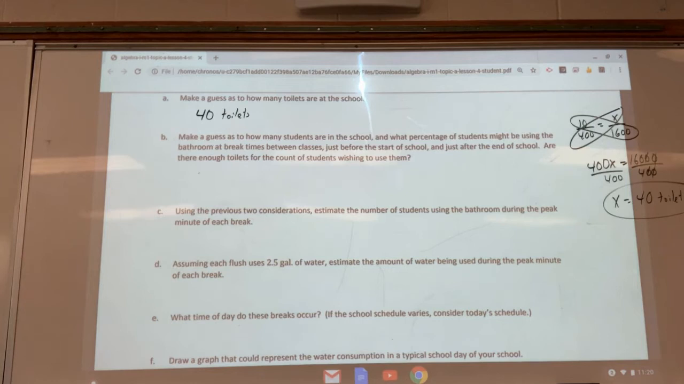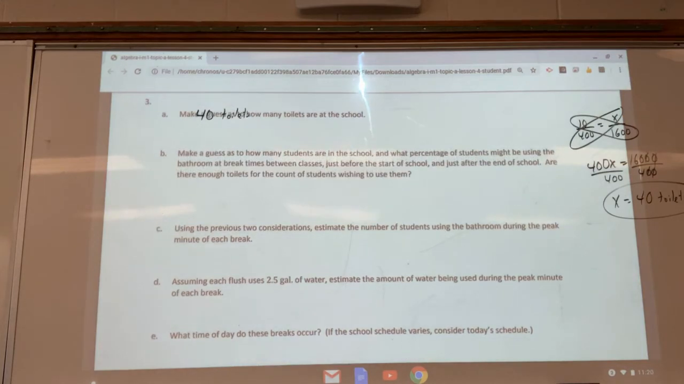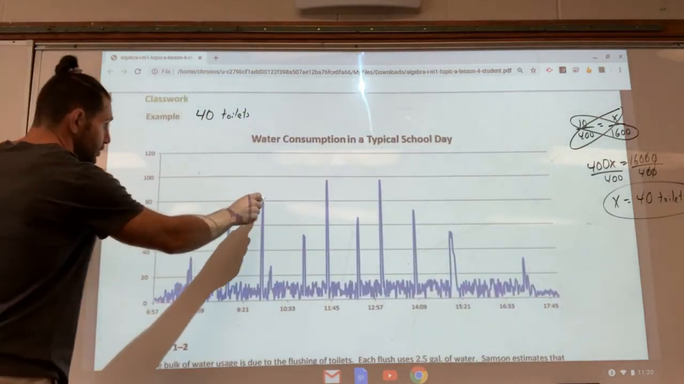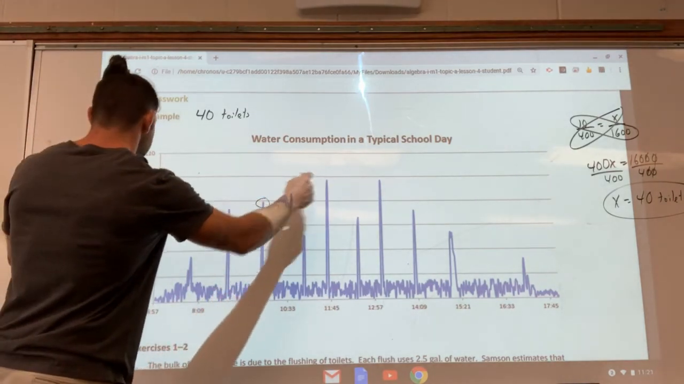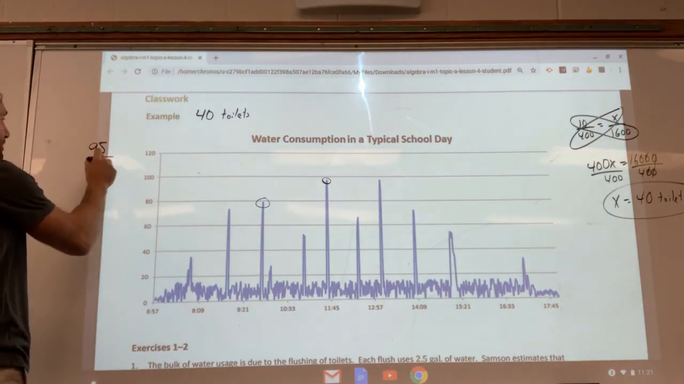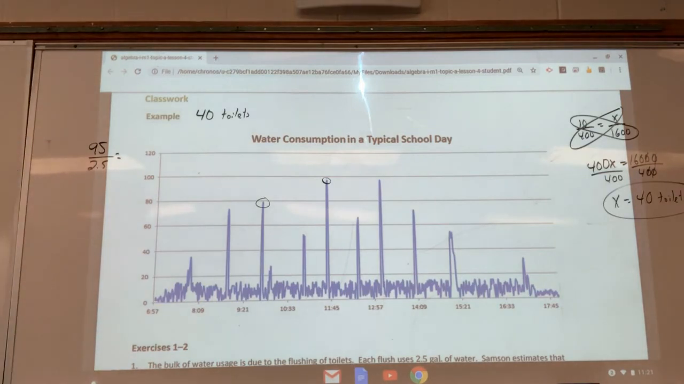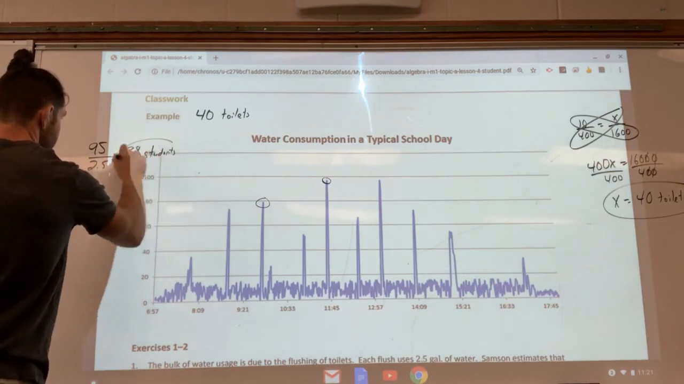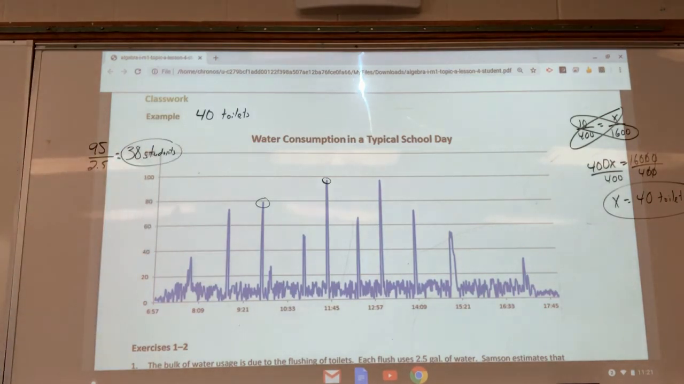Make a guess as to how many students are in the school. Well, we've already done that, 1,600. And what percentage of students might be using the bathroom at break times between classes? Well, we know that right here, this was 32 students who used it. Here's the most, and this is about, it's not quite 100, let's call it 95. So we can do the same thing and say 95 gallons divided by the 2.5 gallons flushed. We might get a decimal, so we might have to round it. 95 divided by 2.5 gives me 38 students. So 38 students were using the toilets between break.